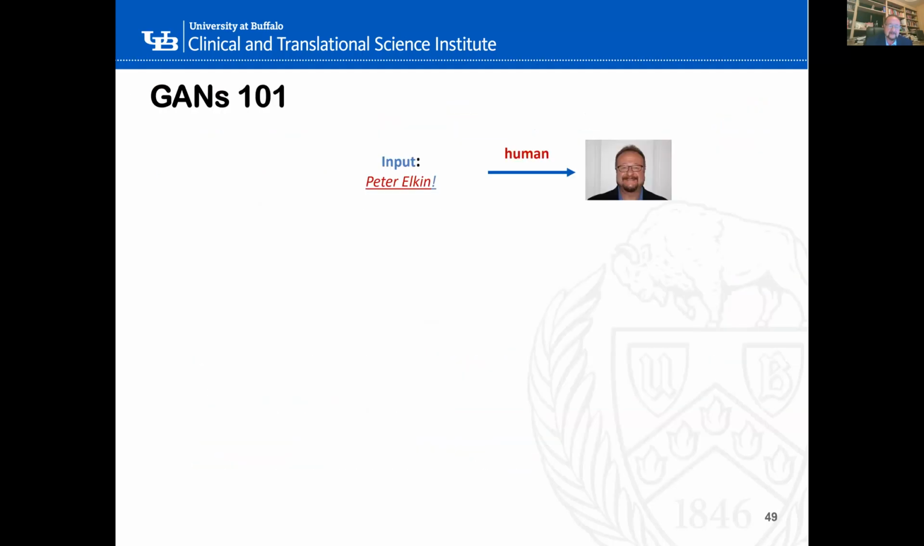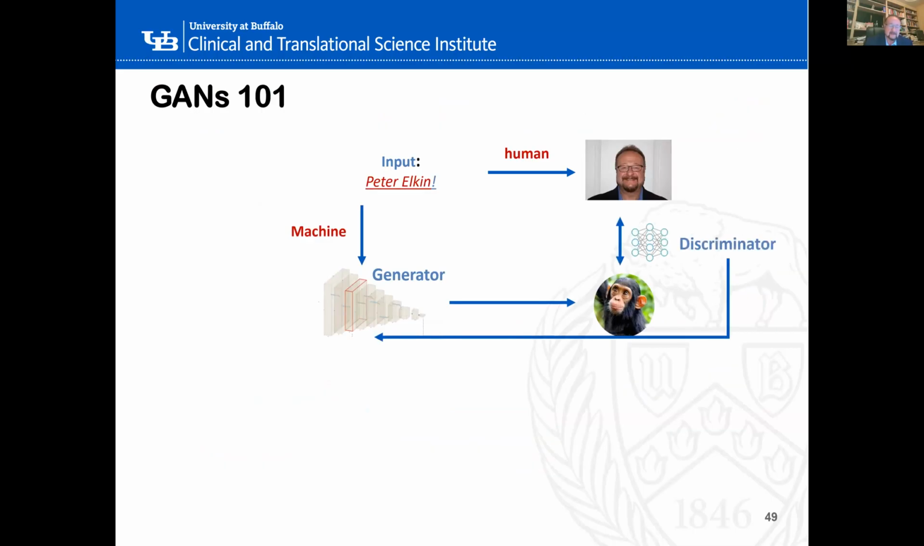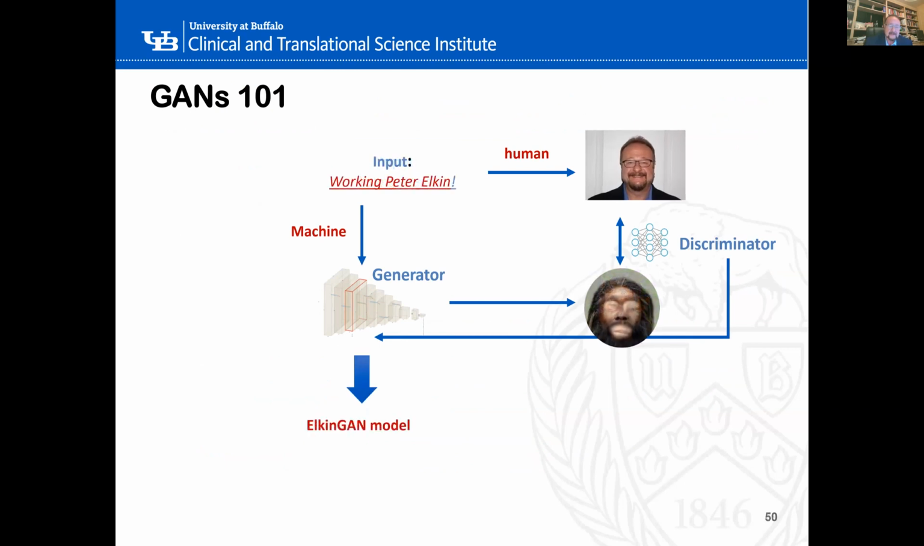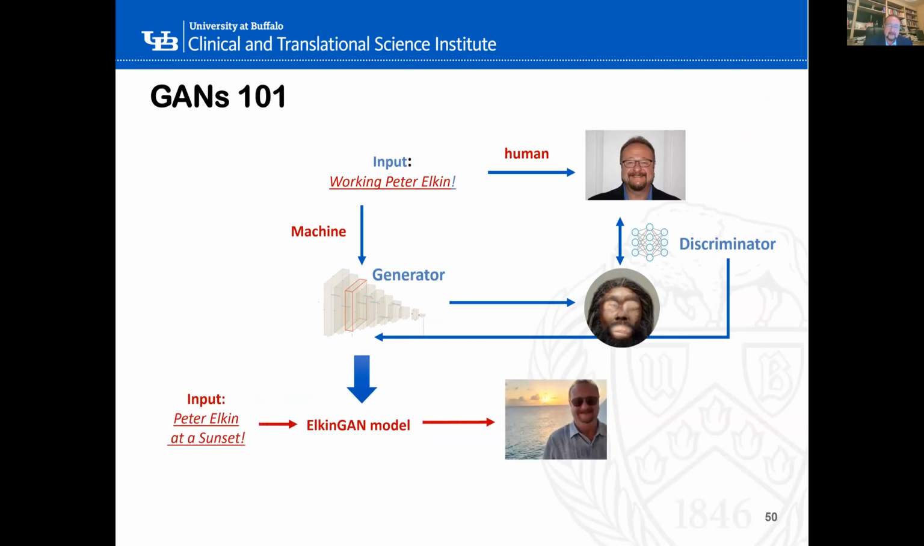So here's an example of there's me. I put it through a generator. This is what it thinks I look like. I put it through the discriminator and iterate it a few times, and it's getting a little closer. And then I keep iterating it through the generator, and eventually I get to a GAN model where it can put me wherever it wants.